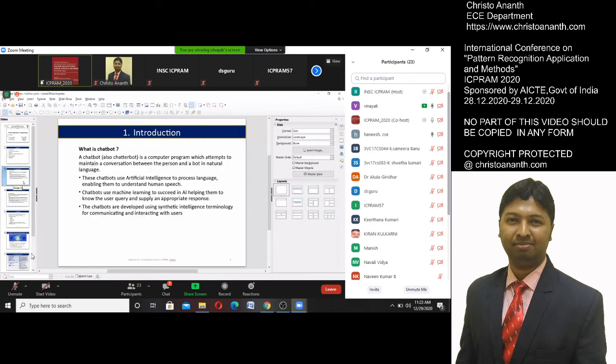These chatbots use artificial intelligence to process natural language, enabling them to understand human speech. Natural language is a branch of artificial intelligence that helps computers understand, interpret, and manipulate human language. Chatbots use machine learning to know the user's exact query and intent and supply an appropriate response based on their intents. Chatbots are developed using artificial intelligence for communicating and interacting with users.